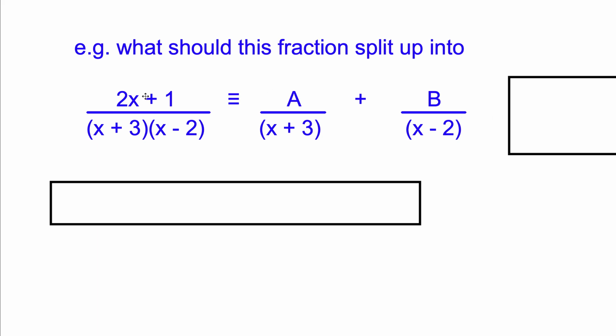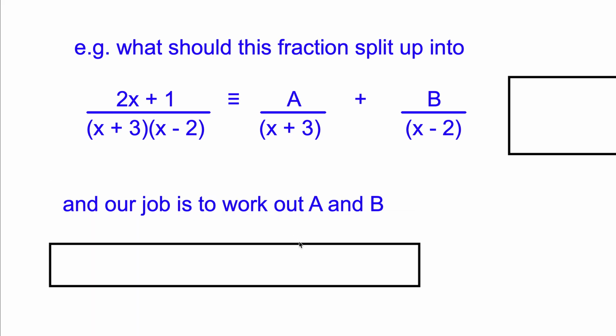If I have two brackets being multiplied together and an x term, or a linear function, I should say, on the top here, that will always split into a over x plus 3 plus b over the second bracket, and in this case it's x minus 2. And that's half of the answer.